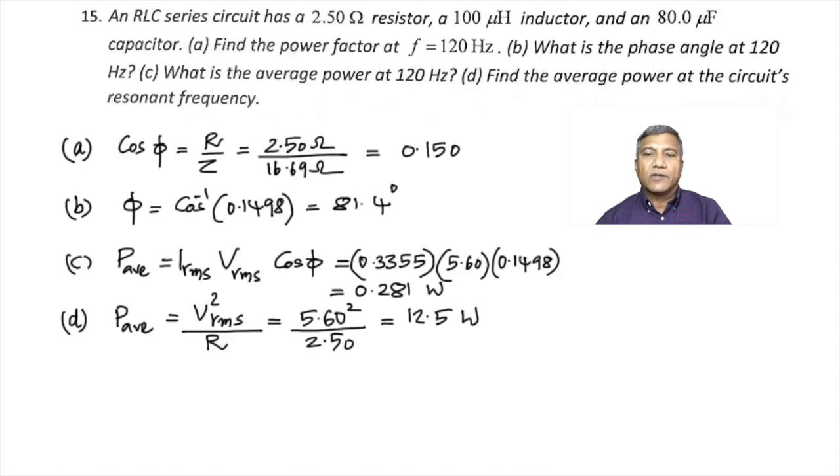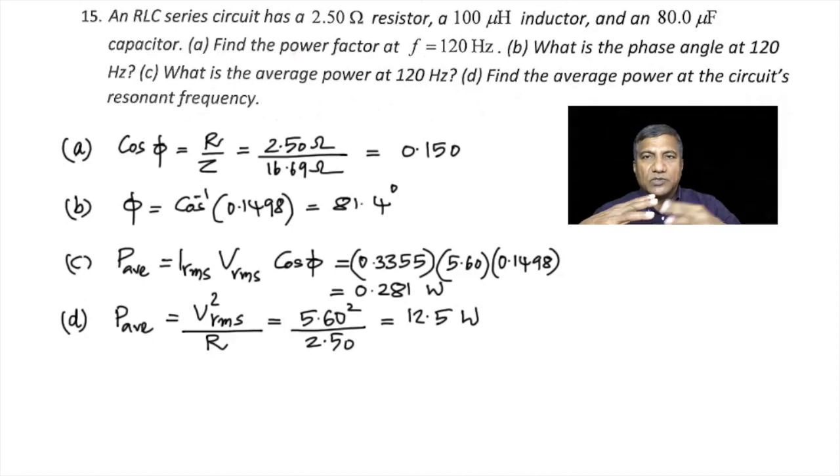You can see that the average power at the resonant frequency is much higher than the power at other frequencies. Why? Because the current is maximum and it's using maximum power at resonance.